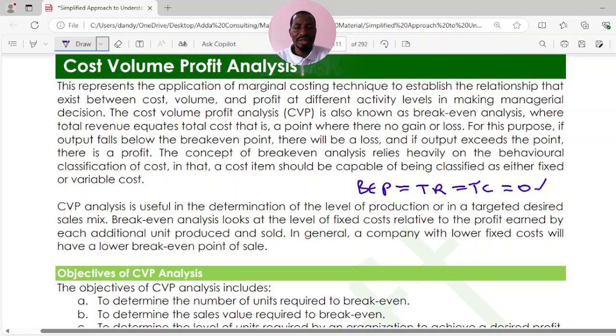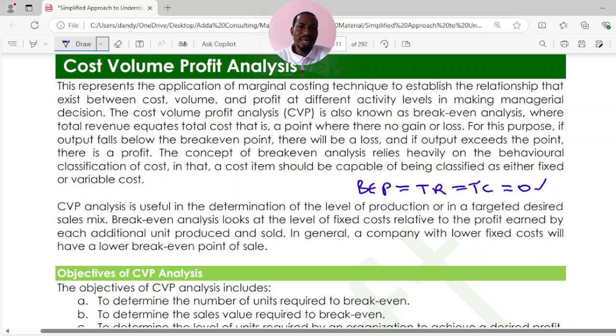In practice, the decision is: how many units do we need to produce this year for us to be able to break even? You want to know how many units the company will produce in order to break even. It is also possible that the company may want to know how much sales value we are going to earn in the market for us to be able to break even.